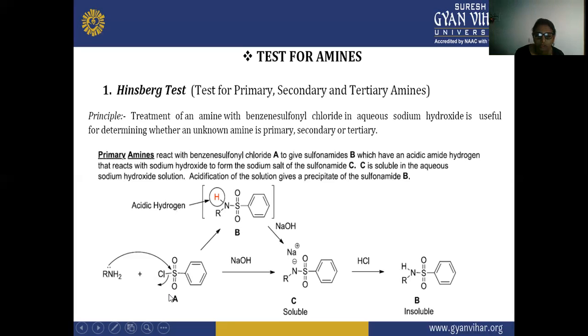So this A is your benzene sulfonyl chloride, and if they are reacted, you can see the chlorine is removed from here, and this nitrogen, which has an unshared pair of electrons, gets bonded to this sulfur, and there is a formation of this sulfonamide.